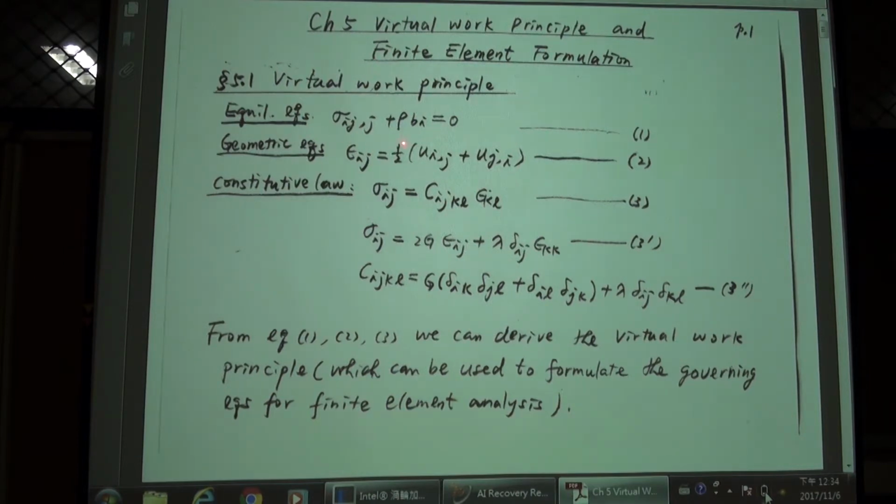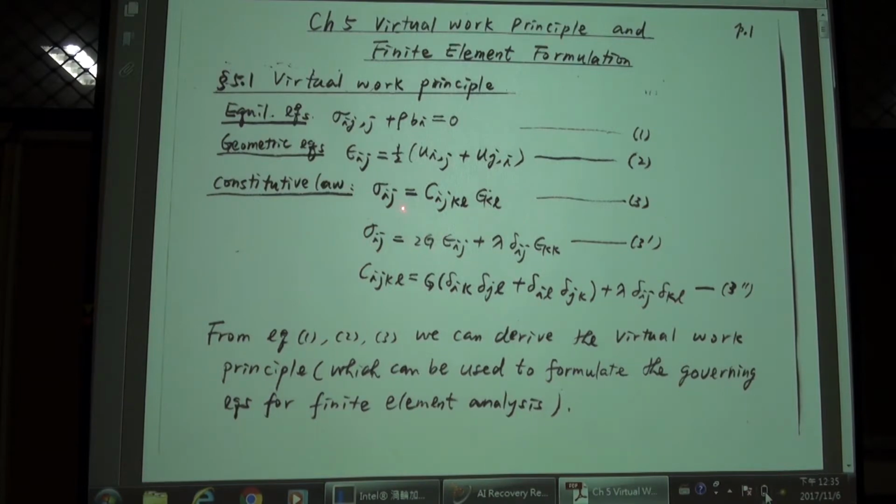The first set of equation is the equilibrium equation. Here b is 0 because we want to simplify our discussion, so we don't consider the dynamical case. So there is no inertial force. Another set of field equation is the strain and displacement relation, which is called the geometric equations. The third relation we had talked about is the Constitutive Law, which is just the relation between stress and strain.